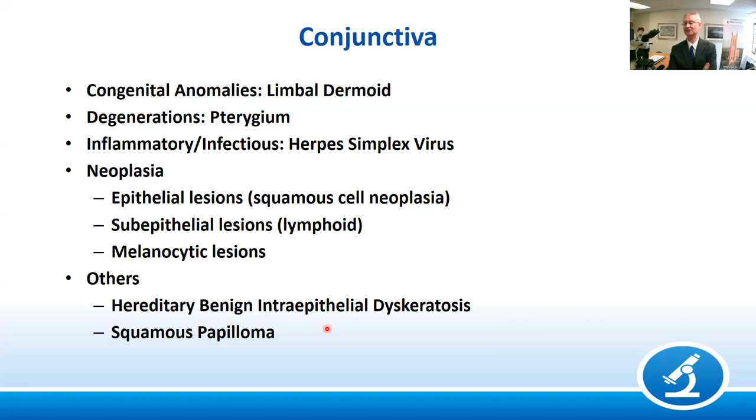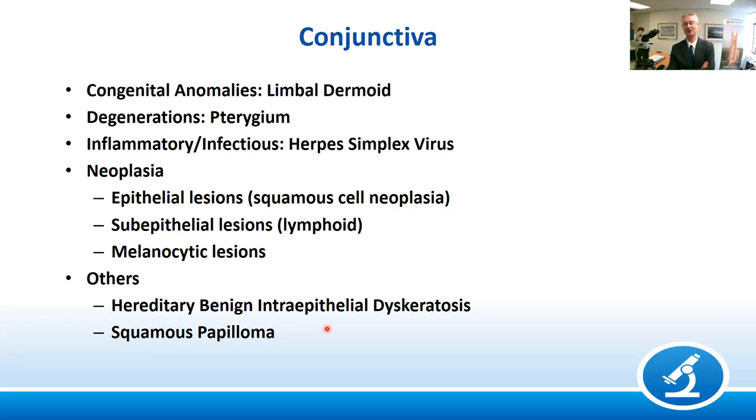And of course, melanocytic lesions, which if you're a dermatopathologist or just from your training, you know that melanocytic lesions, no matter where they occur, can be some of our most challenging lesions. And the conjunctiva is no exception. These lesions can be challenging. And then I will talk about a few others, such as hereditary benign intraepithelial dyskeratosis.